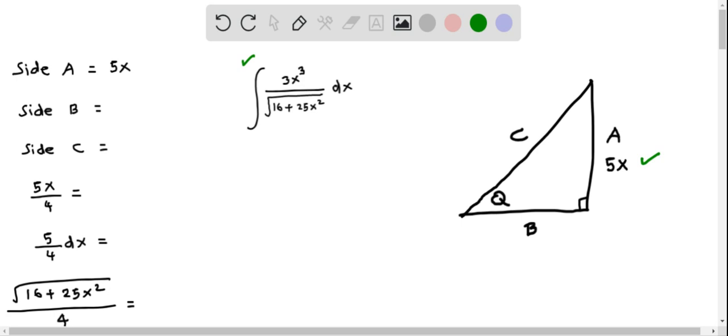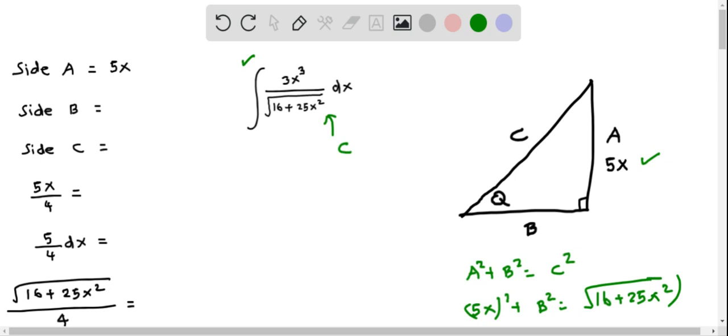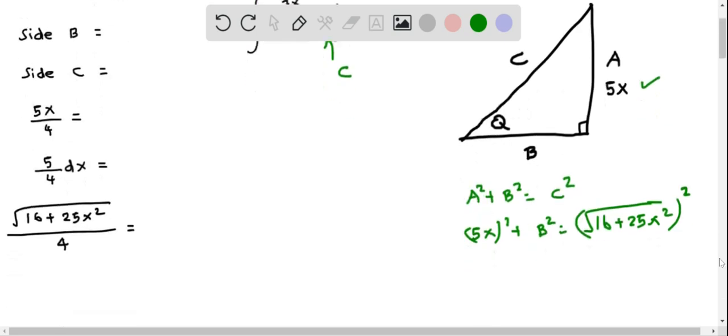So first, let's determine the side B and side C. For this, I'm going to consider this expression, that is the square root of 16 plus 25x squared equals c. Which means when we apply the Pythagorean theorem to this right triangle, we get a squared plus b squared equals c squared. We already know that a equals 5x, so this becomes (5x) squared plus b squared equals the square root of 16 plus 25x squared, quantity squared. We can determine b from this equation.